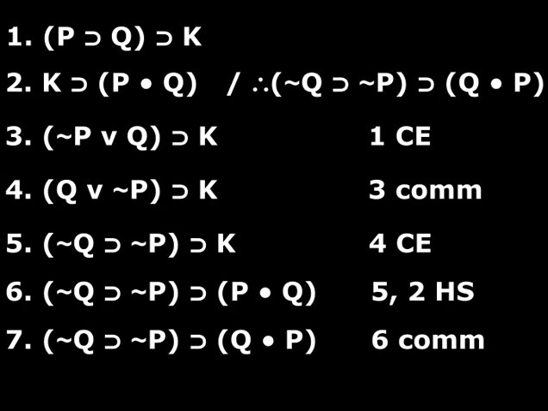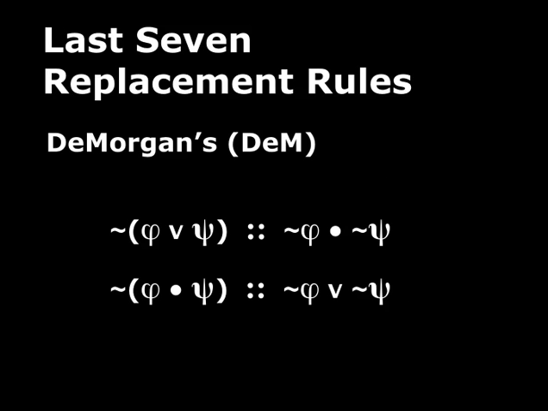Okay, let's move on to the last 7 replacement rules, and then we'll do a few examples. De Morgan's. This is extremely useful. It's going to come up a lot, so get used to De Morgan's, do a lot of practice with De Morgan's. What this says is that I can turn a negated disjunction into a conjunction.